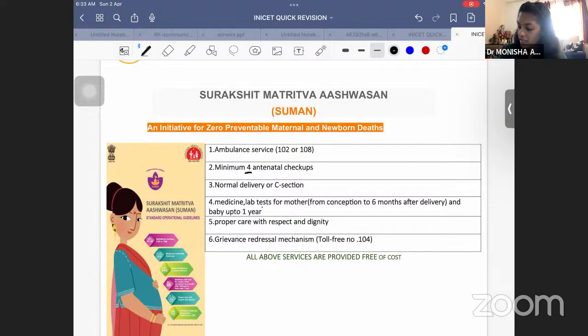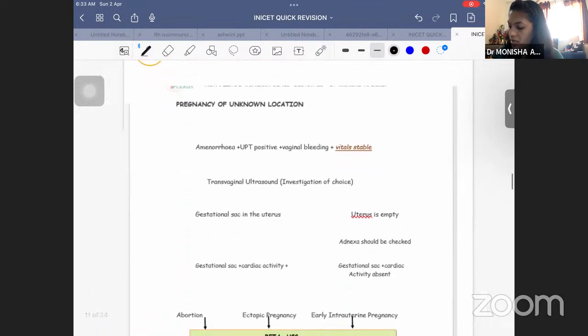Proper care with respect and dignity. That is a very important aspect which is emphasized in each and every guideline. Proper care, respect and dignity during labor. Grievance redressal mechanism. So if they have any complaint or problem with the institute or the delivery center, they could call this toll-free center and register the complaint. So this is about the Surakshit Mantritva Ashwasan. I thought you should be aware of this. This is also a recent one.